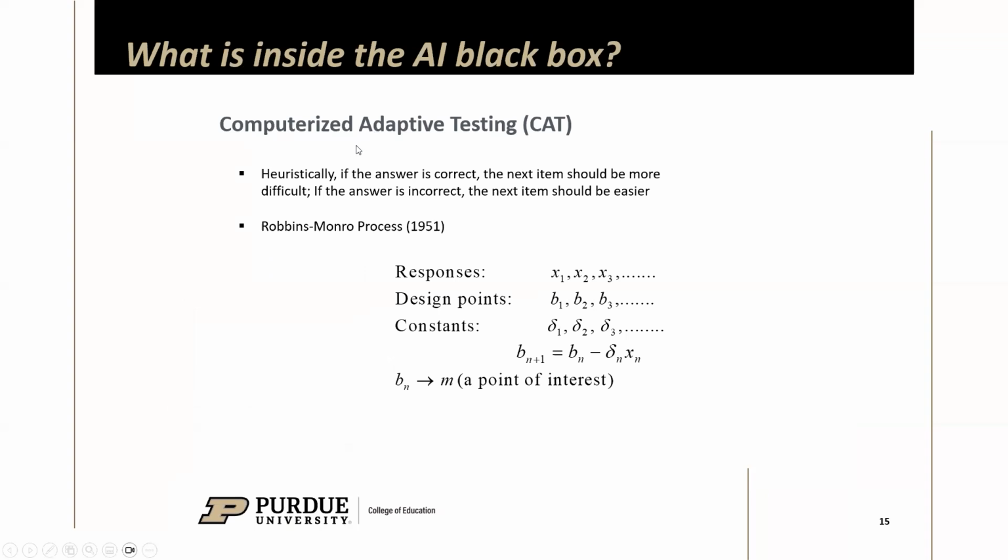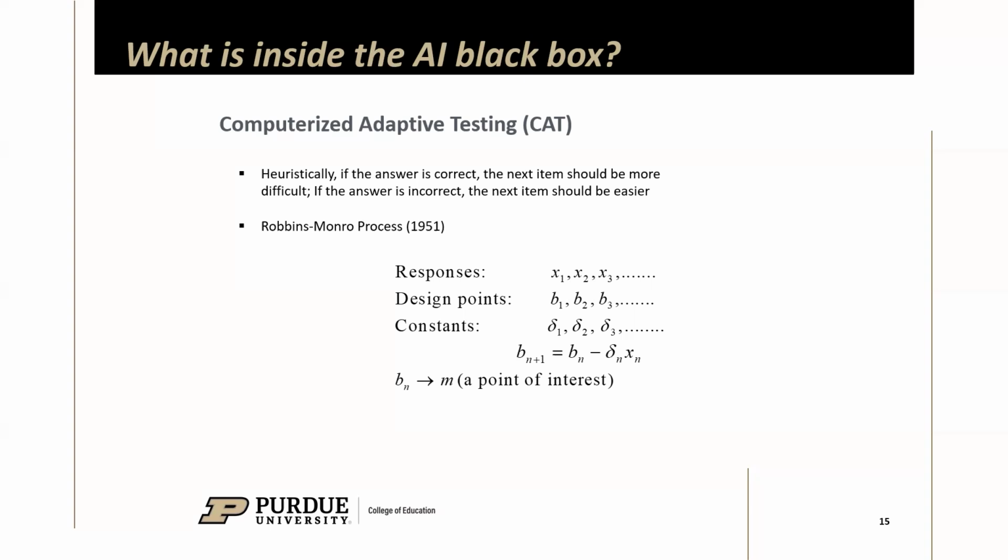In computerized adaptive testing, what is our observed variable? The observed variable is the student's response. If the student answers correctly, the response is 1. X are responses. If the student answers incorrectly, the value is 0. And the design point can be the item difficulty level. B is a value; B1 is the first value, then the second value. So we try to manipulate the difficulty level according to whether we observe the 1 or 0.